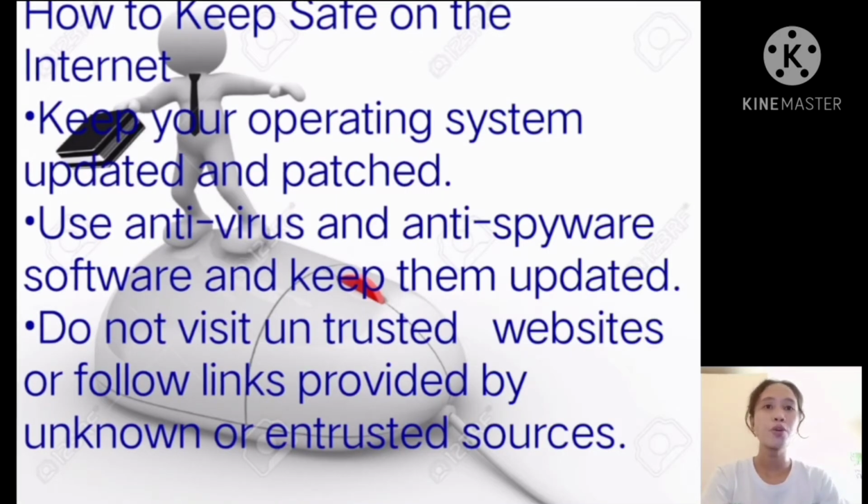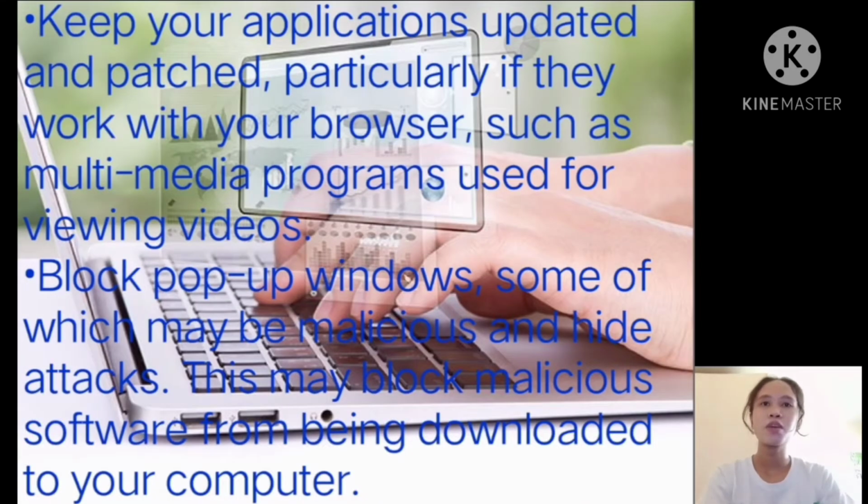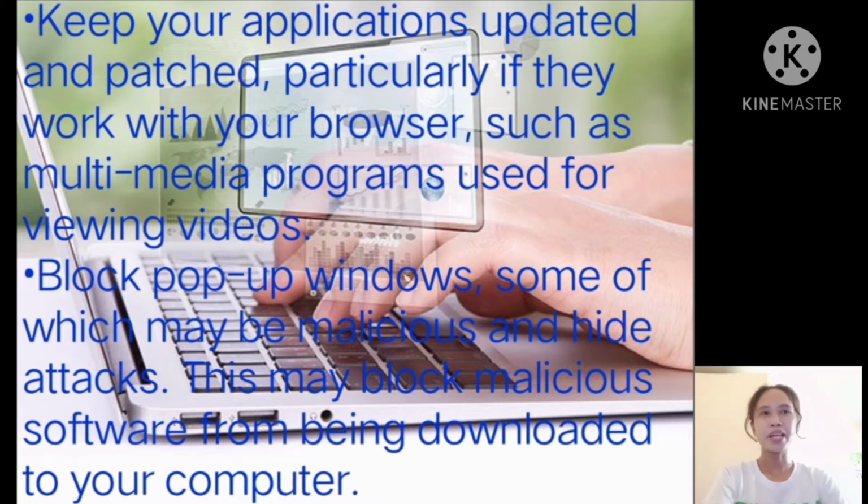First, keep your operating system updated and patched. Second, use antivirus and anti-spyware software and keep them updated. Third, do not visit untrusted websites or follow links provided by unknown or untrusted sources. Fourth, keep your applications updated and patched, particularly if they work with your browser, such as multimedia programs used for viewing videos. Last, block pop-up windows, some of which may be malicious and hide attacks. This may block malicious software from being downloaded to your computer.